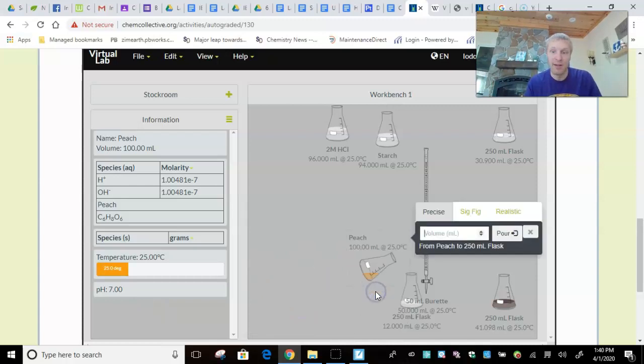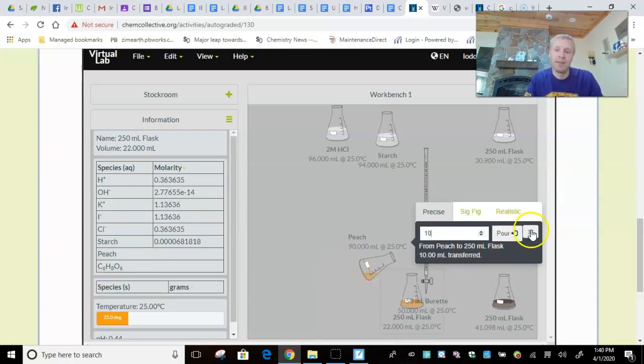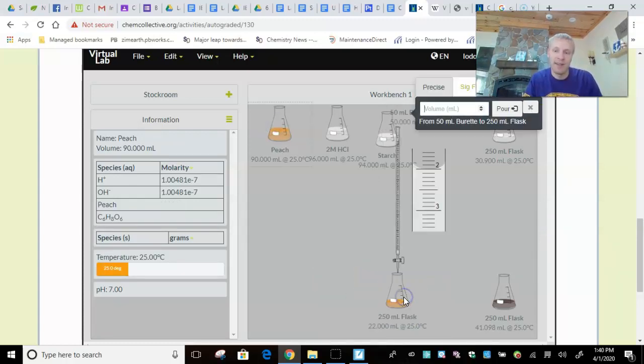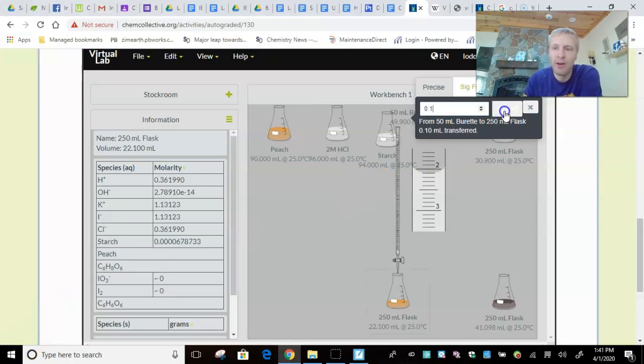I'm going to put it in here. And we want 10 milliliters. Why? Because in our standard sample, we had 10 milliliters, so we need to compare peaches with peaches. 10 milliliters. There we go, and now I'm ready to titrate again. Hey, voila, first time. And I'm going to do 0.1 milliliter just like last time. And I'm going to pour. Now I'm at 22.1. Doing another one. And we keep on doing this until it turns.